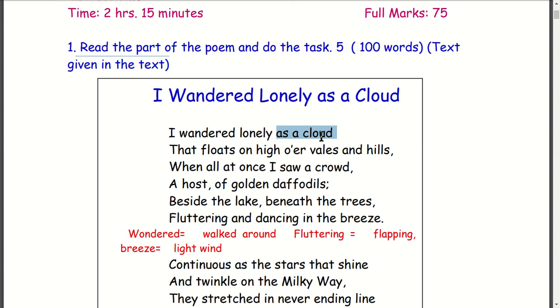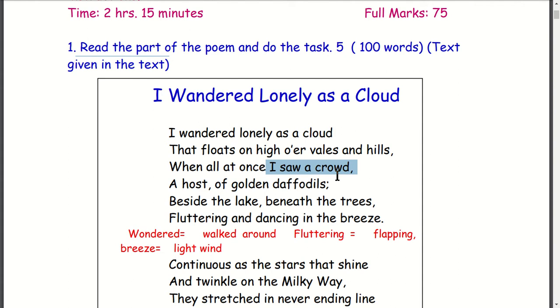The cloud that floats high over the valleys and hills, moves over the valleys and hills. When, what happened there? When all at once I saw, the poet saw, a crowd, meaning too many, a host of golden daffodils. Crowd and host are the same thing here. The crowd means too many, many.